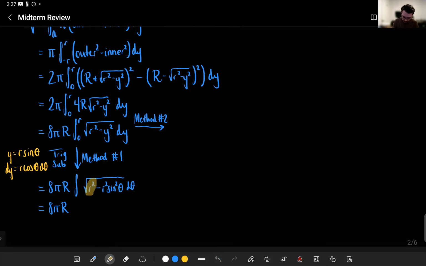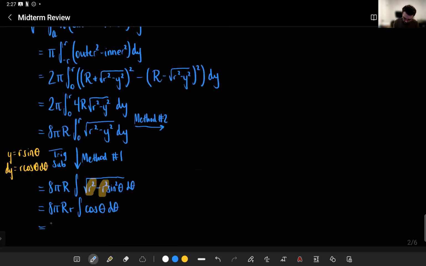Each of these terms has an r squared. So if I factor that out and pull it outside of the square root, it would just come out as a little r. And again, little r is a constant, so why not move it out front? And I would be left with just 1 minus sine squared. But okay, trig identities say 1 minus sine squared is cosine squared. And okay, I have cosine squared under a square root. I guess technically that's absolute value of cosine, but it's not going to matter for us. Let's just call it cosine. Okay, so classic example of trig sub.